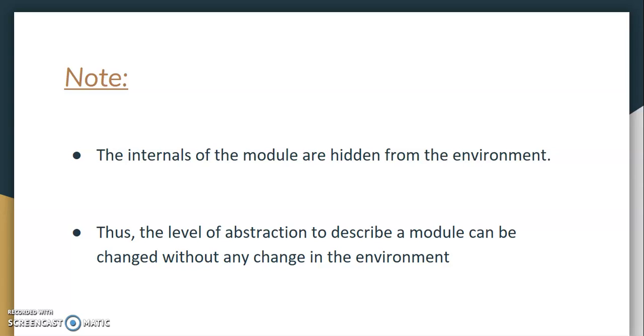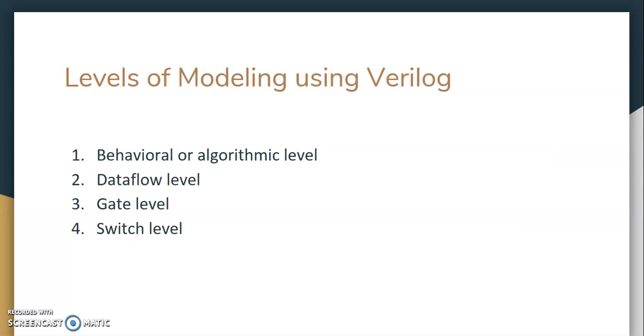The internals of the module are hidden from the environment. So whatever changes you bring inside the module, as long as you don't change the functionality, you can just proceed without any change in the environment. The levels of modeling include behavioral, data flow, gate level, and switch level. Behavioral basically describes the behavior of the module. This is actually using the truth table of your module. Data flow describes the flow of data inside the module. It is described using Verilog code, and that style of modeling is called data flow.